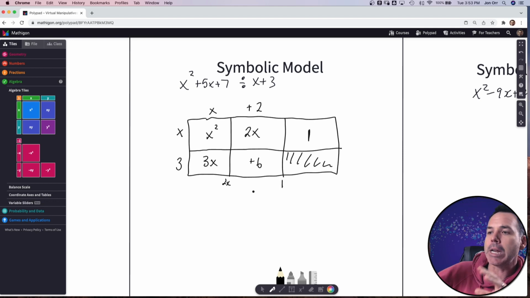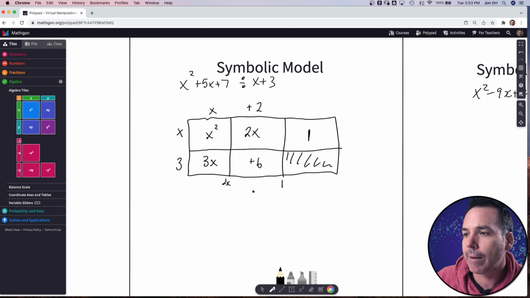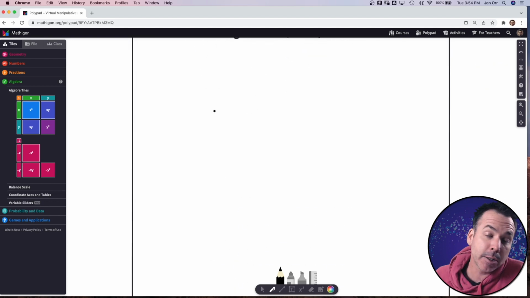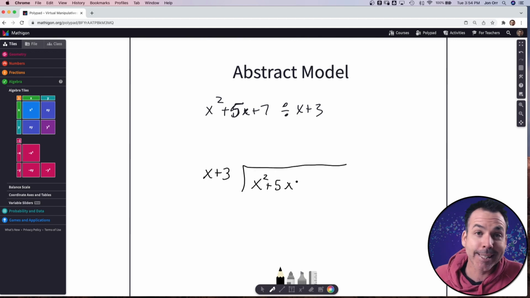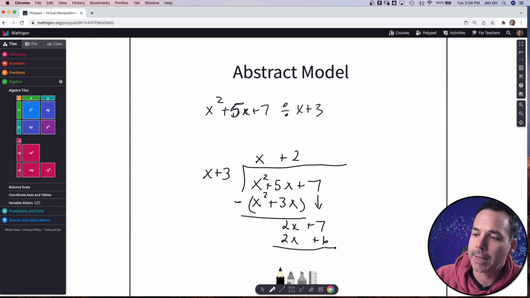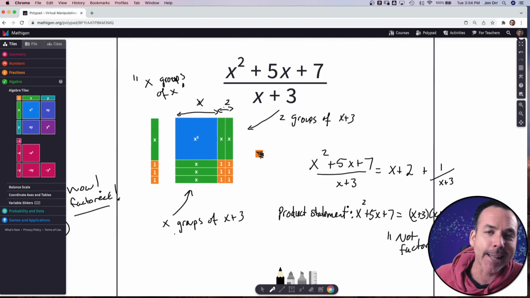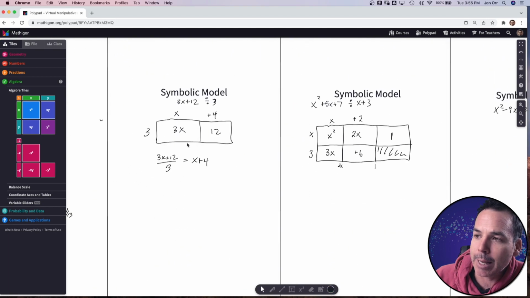I've got this remainder. And notice in the symbolic model, we can show where that one might go. I've got this extra one that has to still be divided up by x plus 3. And that still translates into your abstract model, where you can use the standard algorithm if you choose, or you can say move towards factoring and looking at the techniques in that case. So the standard algorithm uses the exact same counting up strategy as we've seen in all other examples so far.